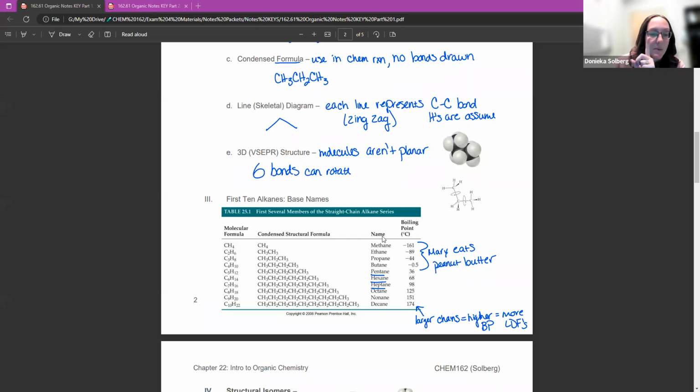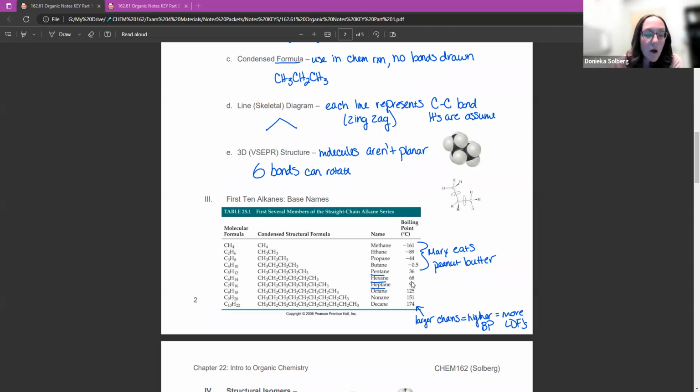So 1 carbon is methane, 2 is ethane, 3 is propane, and 4 is butane. You do need to memorize those, and those are going to be the first 4. After that, like I said, they're easy to figure out. So it's based on the number of carbons. Okay. The other thing you'll notice in this chart is the boiling point.